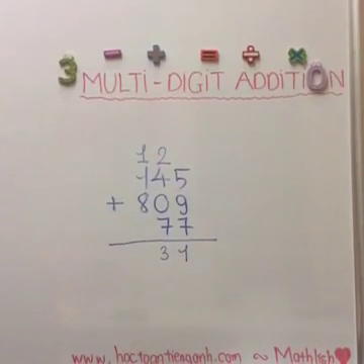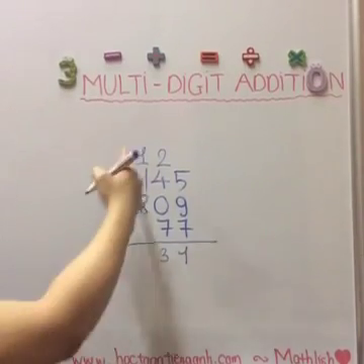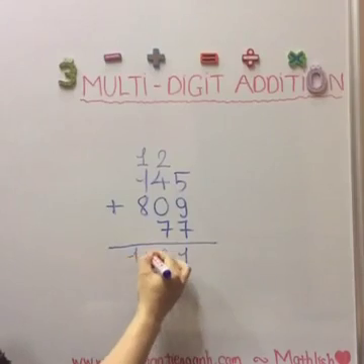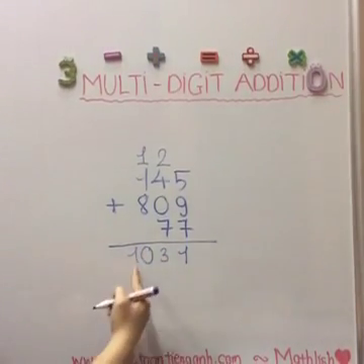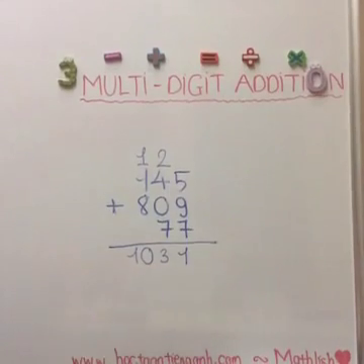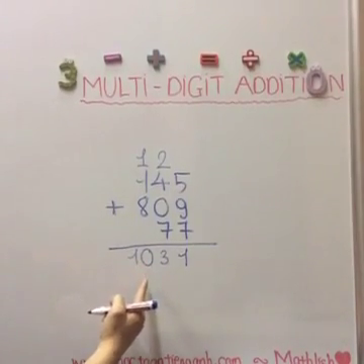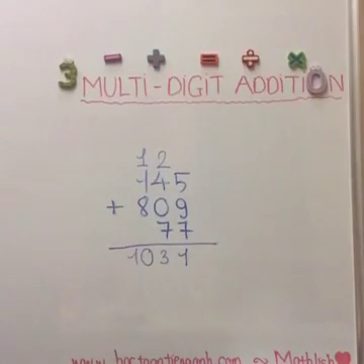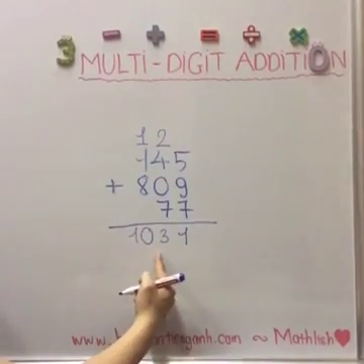Last, we add the hundreds place column. 1 plus 1 plus 8 equals 10. Wow, another 2-digit number. But this time, we don't need to carry because there are no more columns left to add. So, our answer is 1,031.